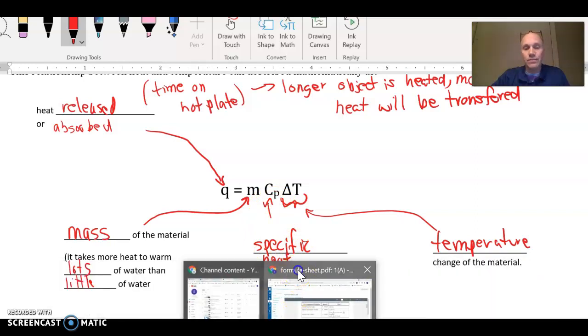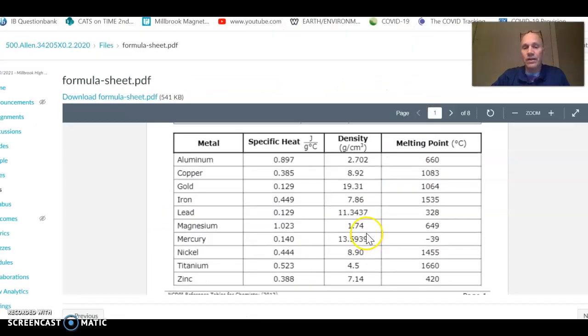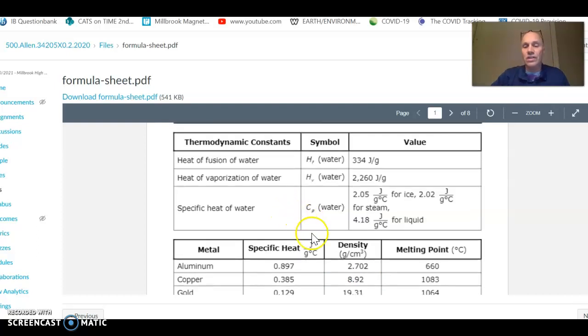The place that we're going to find these specific heat values is going to be in your reference guide. So when you look up a material, if it says you're dealing with iron, you're going to use this value right here. If it says you're dealing with liquid water, you're going to use this value right here. You just need to read the word problem and figure out the appropriate value to use.